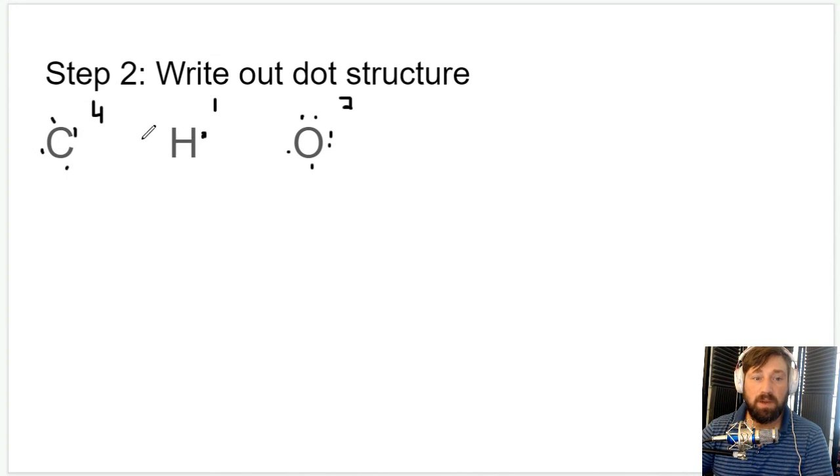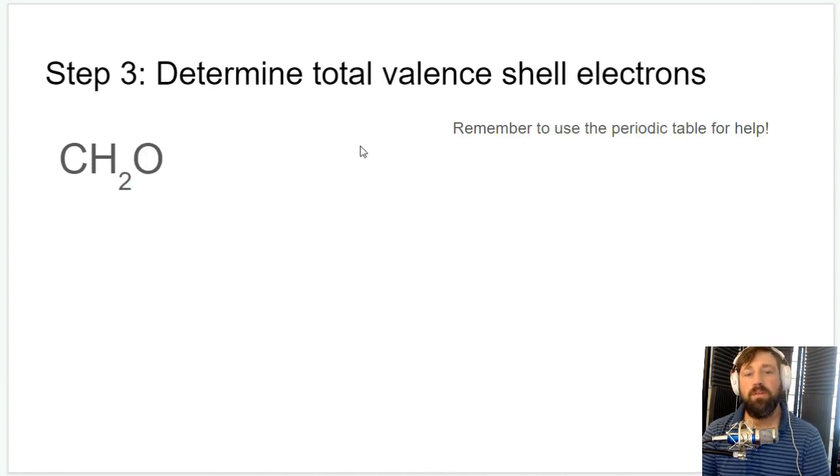Hydrogen is always going to be on the outside because it's going to have a connection point. And oxygen is probably going to be somewhere in the middle. Next step, determine the total valence shell electrons. How many total electrons are there going to be?